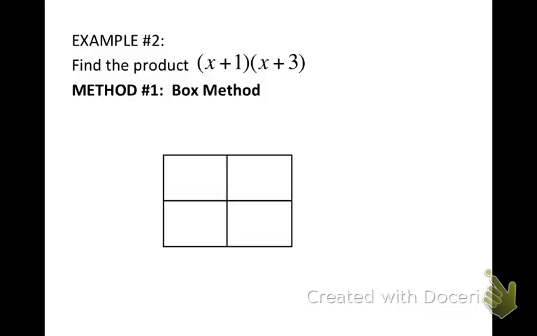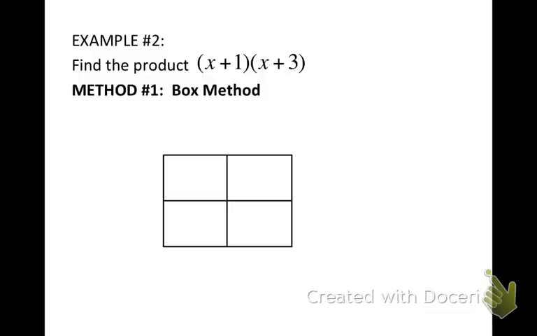Now let's look at example 2. Example 2, we're finding the product of two binomials. X plus 1 and x plus 3 both have two terms. So here's one method that you might end up liking. This is the box method. It's similar to a Punnett square.